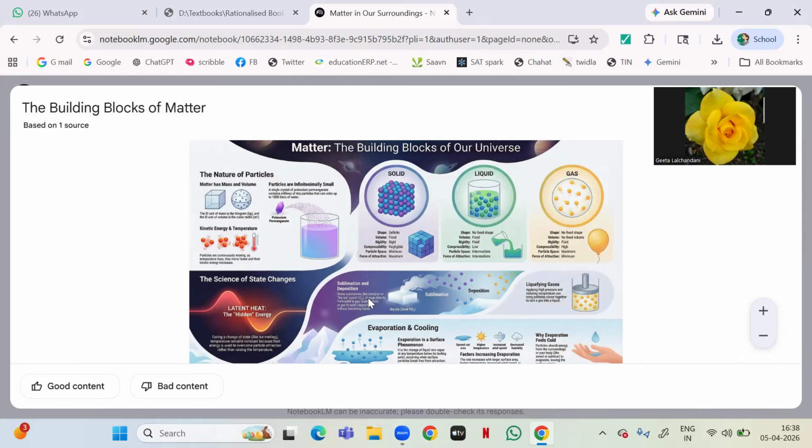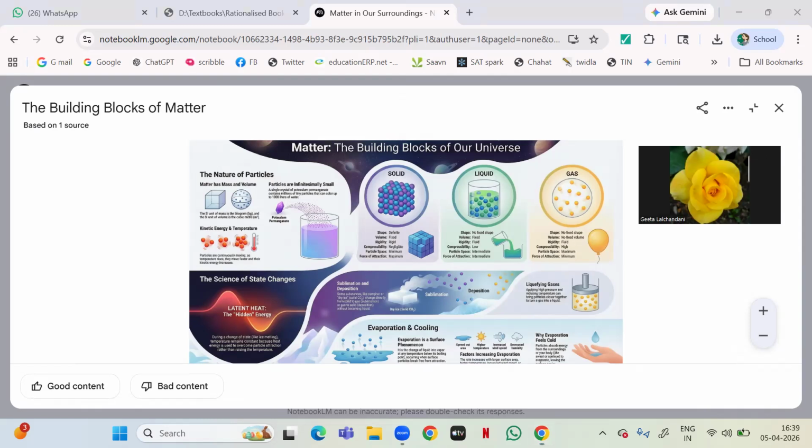Then you have interstate conversions. Some conversions are shown in the picture: sublimation, deposition, evaporation, and liquefaction. We will see what happens at the particle level, and that will be discussed in the chapter. So this is the infographics.